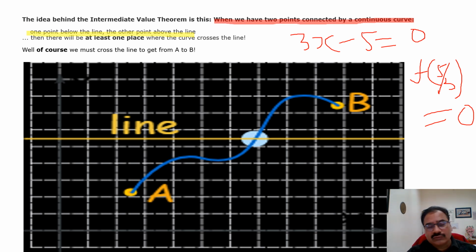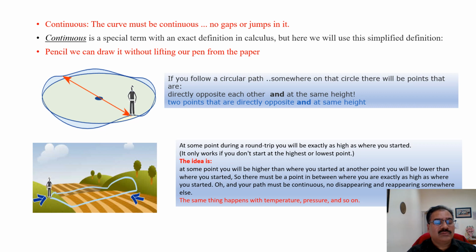It means for the solution purpose, we always look at this intermediate value property. This and this axis crosses, the curve crosses the axis, the line, or in this case upper part and lower part. So, of course, we must cross the line to get from A to B, and this is continuous. So we always define continuity also with this. The curve must be continuous, no gap or jump in it.